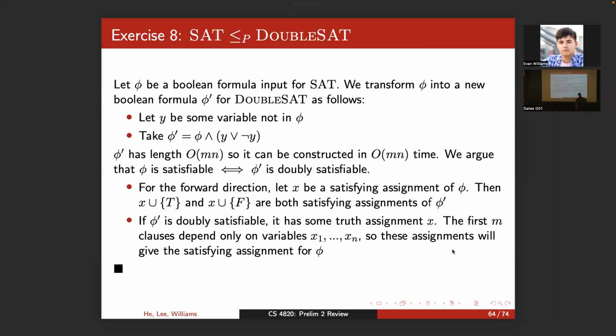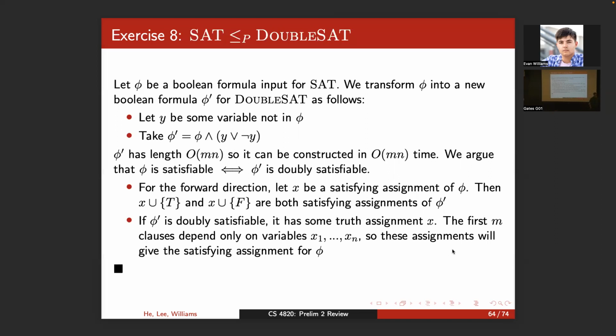Okay. So the reduction is really, really dumb. I don't really like this one, but yeah, that's true. So let y be some variable that's not in our original CNF. You can just add a new clause to the end. That's just a tautology. So you just AND it with y or not y, right?